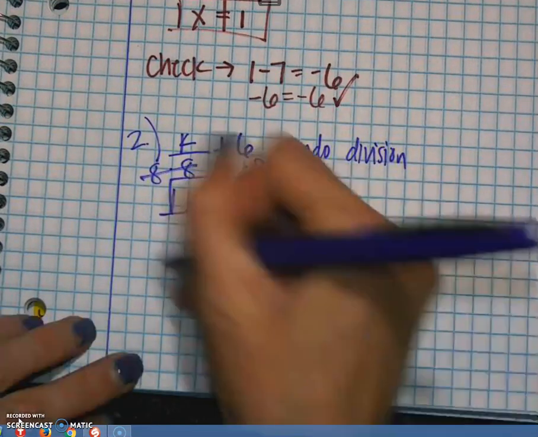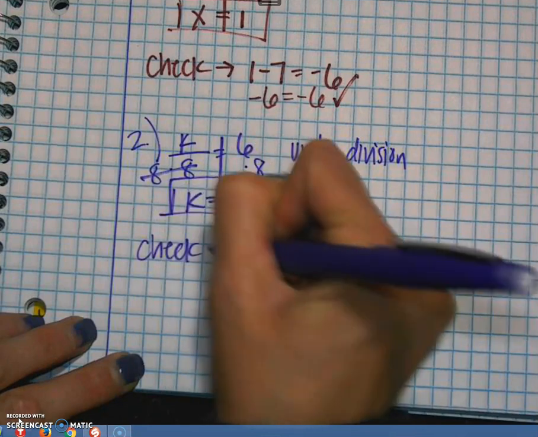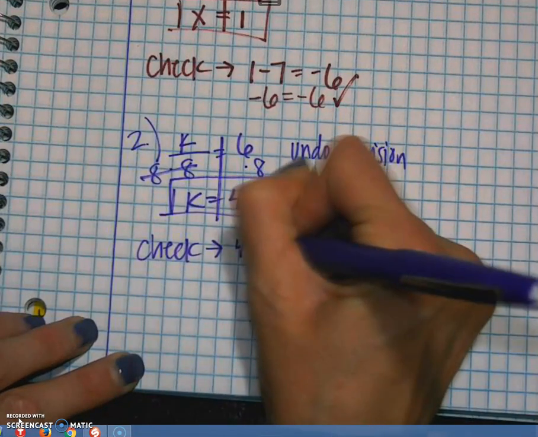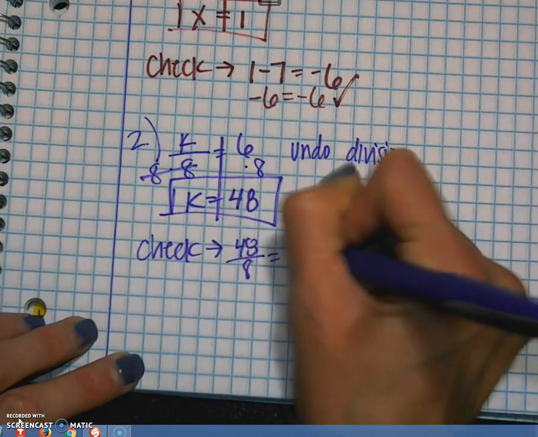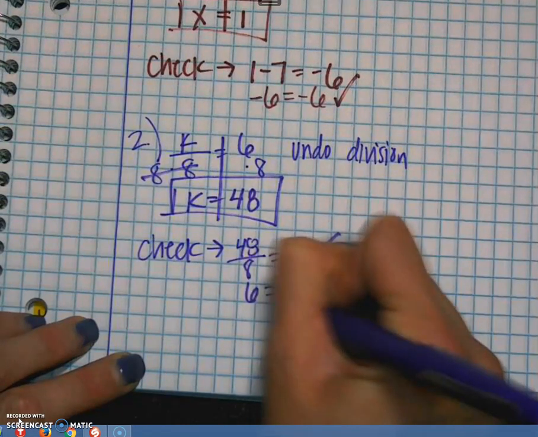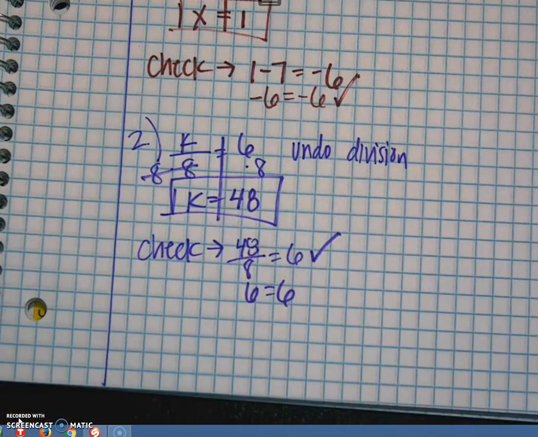Again, to make sure that you're right, we're going to check it. And you should be able to know that 48 divided by 8 equals 6. Therefore, 6 equals 6. So that way you know that you have it right.